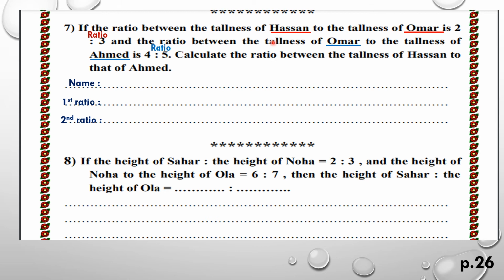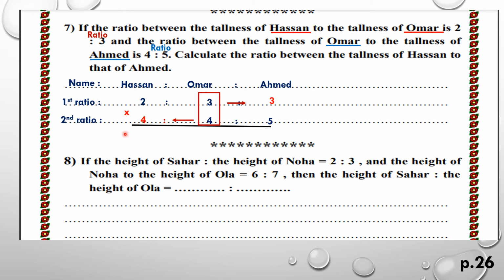Now our form is name, first ratio, second ratio. The names here are by order, Hassan to Omar to Ahmed. First ratio, 2 to 3. 2 should be under Hassan, 3 should be under Omar. Second ratio, 4 to 5. This 4 should be under Omar, and this 5 should be under Ahmed. Now, do we have a completed column? Yes, we have. Let's fill the empty spaces. Another 3 here, another 4 here.